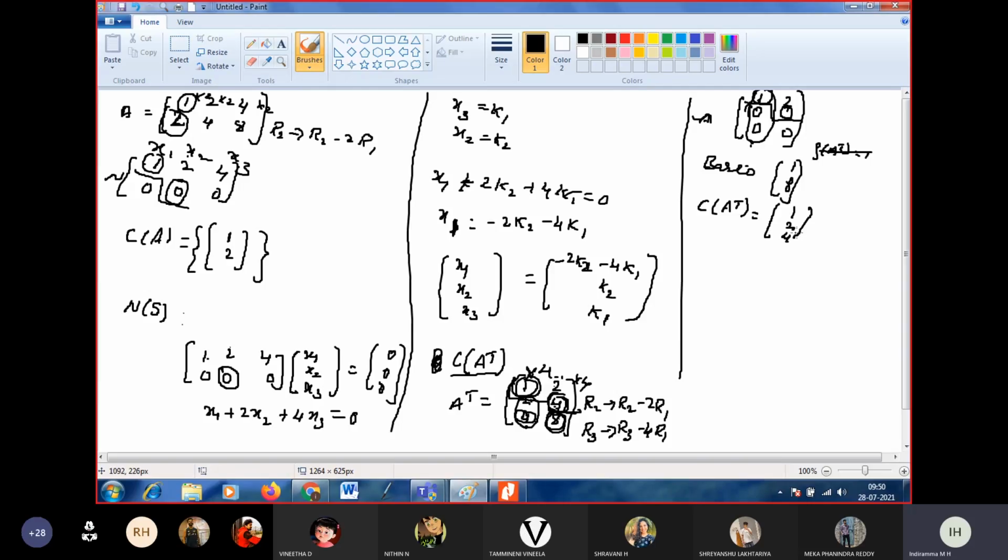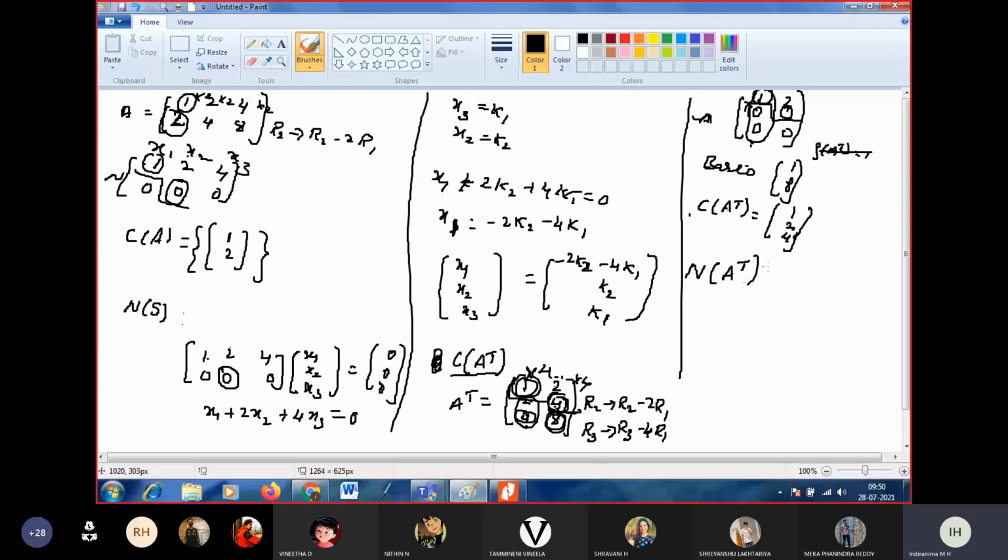Okay, so row space is 1 2 4. Write in row form 1 2 4. The first row of the matrix A is the first column of A transpose. That's it. So similarly, find the left null space. Left null space is the null space of A transpose.